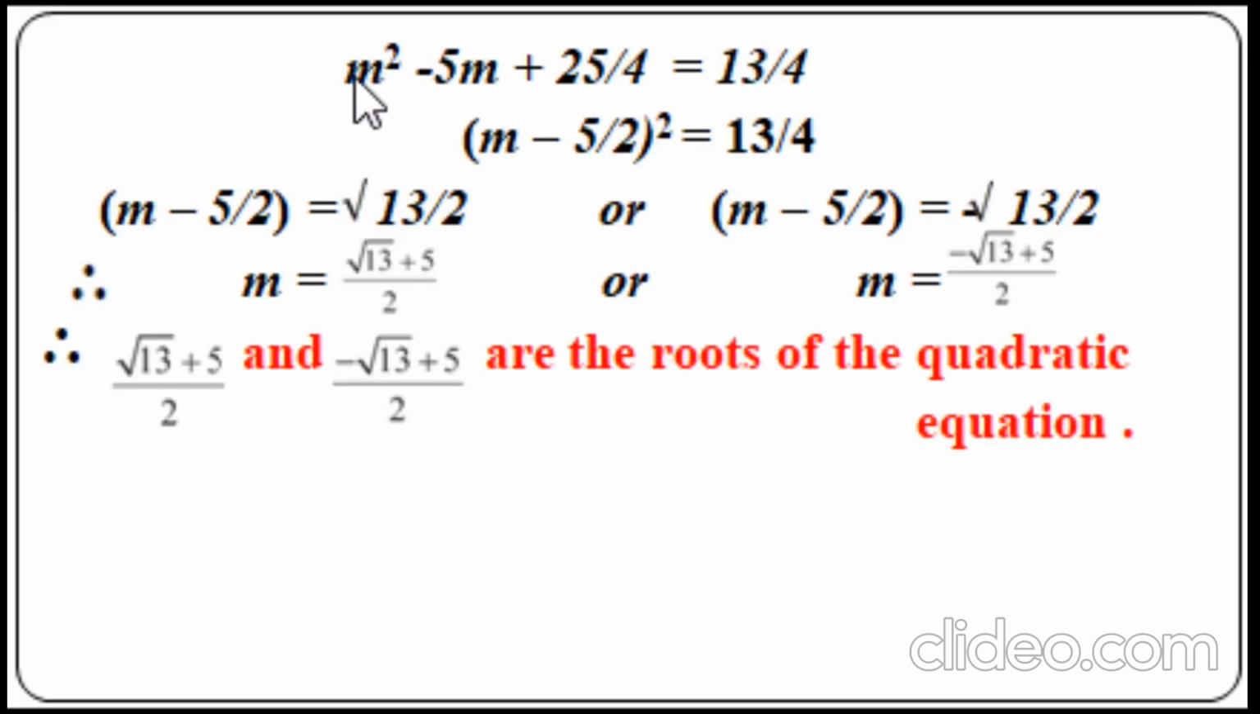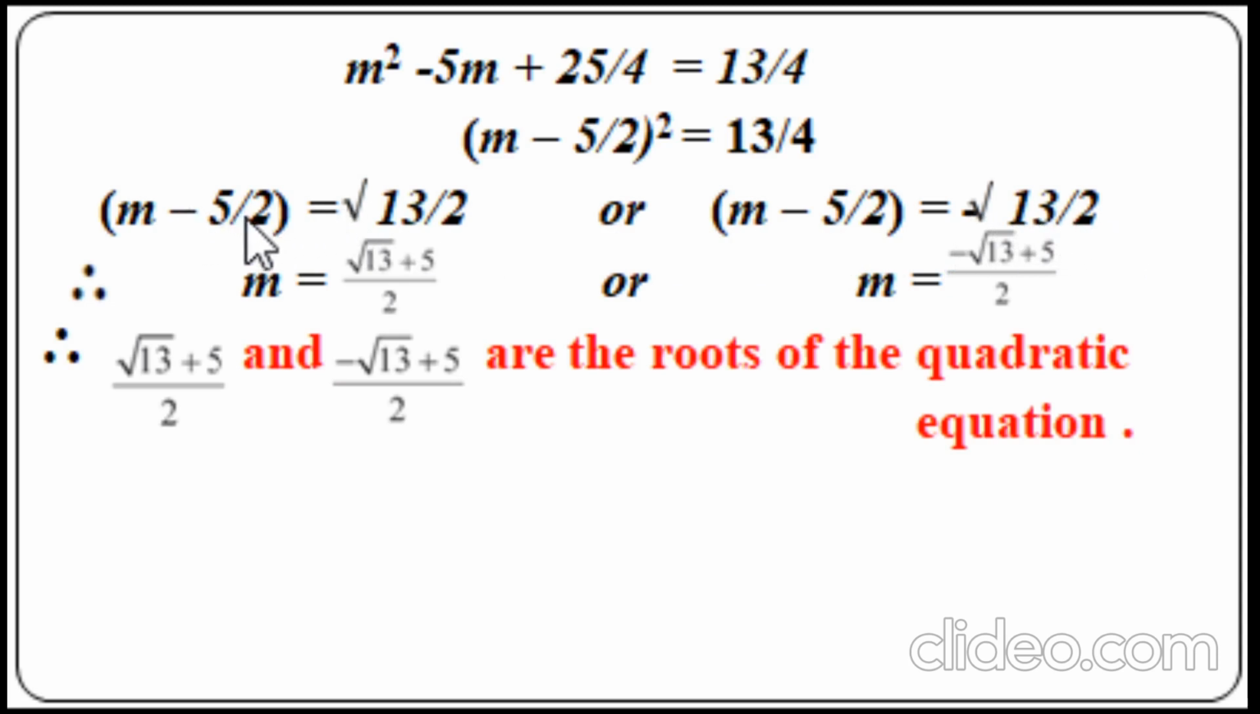So m square minus 5m plus 25 upon 4 is equal to 13 upon 4. This can be written as m minus, by completing the square. We have completed this square. So m minus 5 upon 2 the whole square is equal to 13 upon 4. By taking square root, m minus 5 upon 2 is equal to square root 13 upon 2, or m minus 5 upon 2 is equal to minus root 13 upon 2.